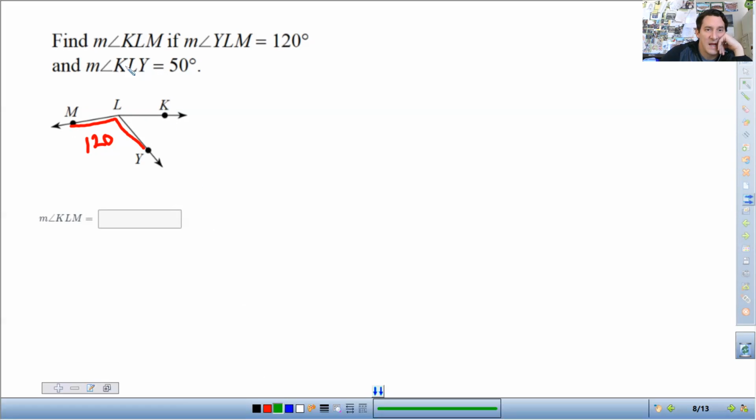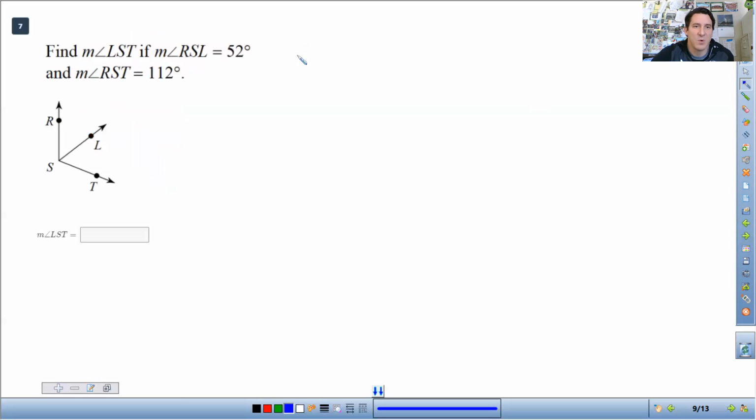And then KLY is 50 degrees. So angle addition just means that we can add those angles together. That's simple. So we are trying to find out the measure of the whole thing. So K to L to M, the whole measure together. I know that looks like a mess with all that, but everything together, you just add it here. 120 plus 50 is 170. So KLM is 170. All right.